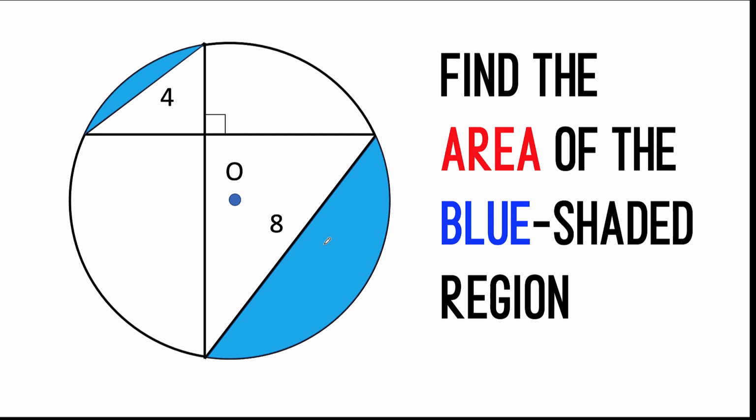Hi everyone, here is our math problem for today. We are given here a circle with two blue shaded regions. We would like to find what is the combined area of these blue shaded regions.